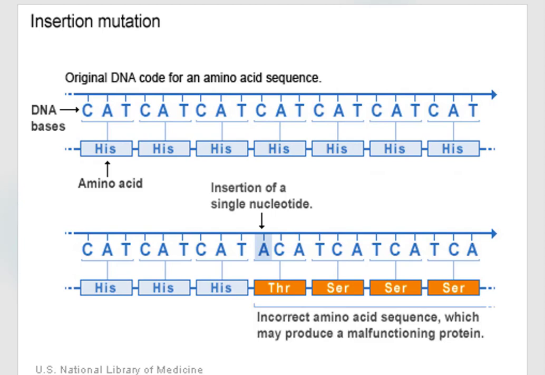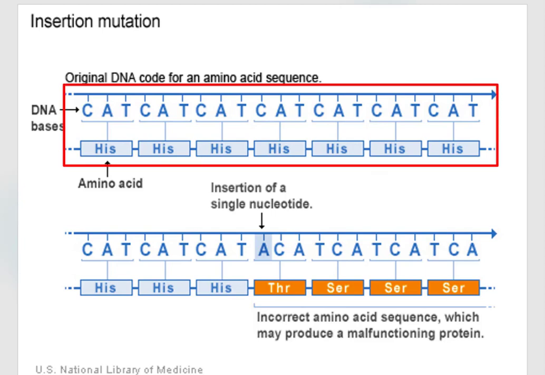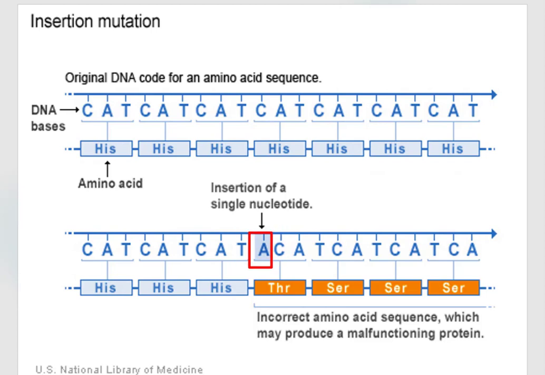As we see from the diagram, the original DNA code sequences are CAT, CAT, CAT, CAT, CAT, CAT, and CAT, which codes for a protein which has histidine amino acid sequences. But when A is inserted into the fourth DNA code, the reading frame is automatically changed and produces an incorrect amino acid sequence. The changed DNA code is CAT, CAT, CAT, ACA, TCA, TCA, and TCA.